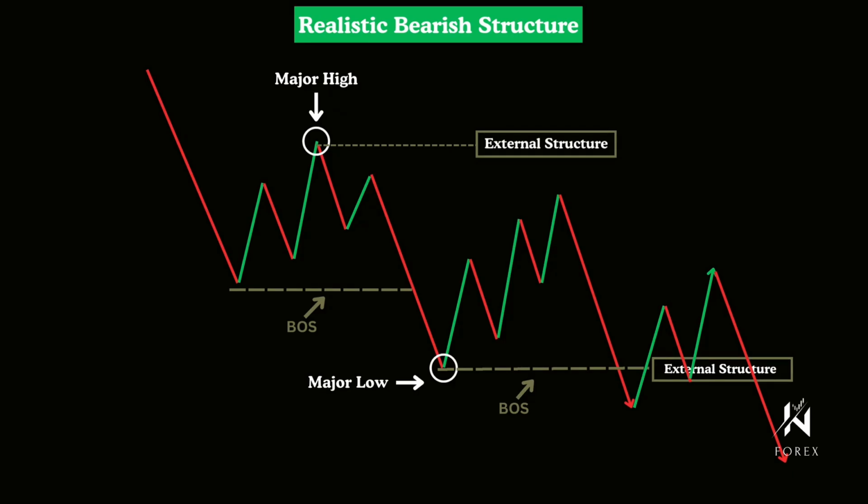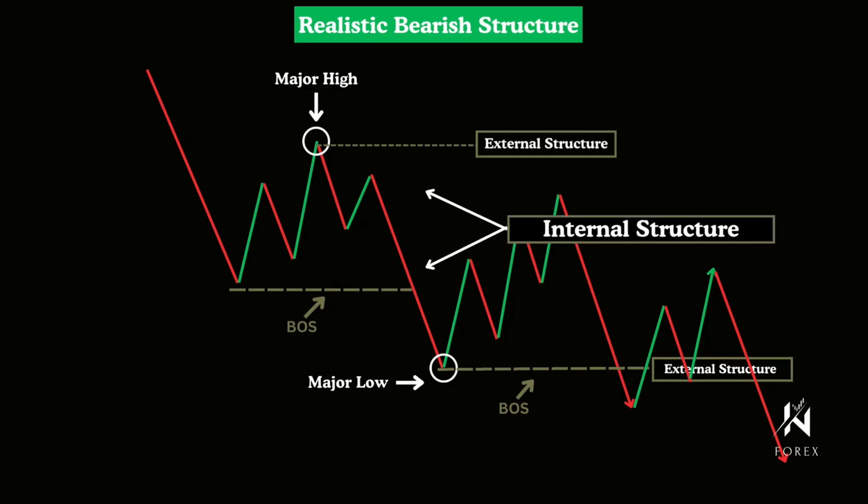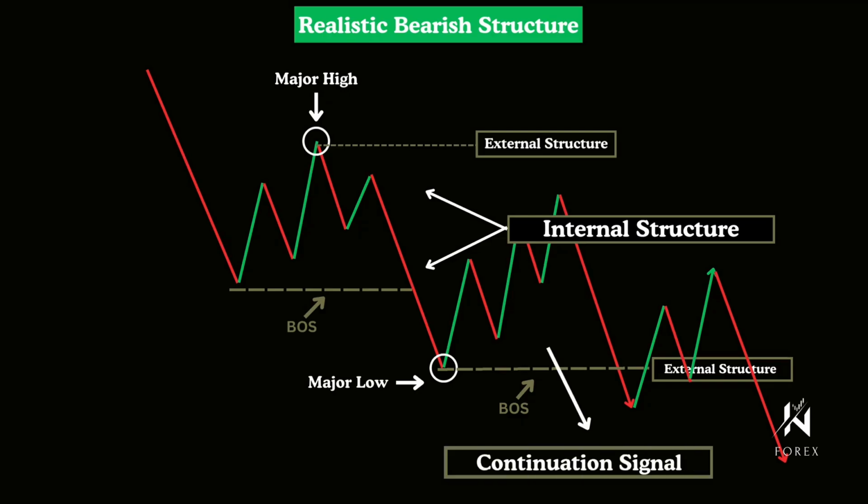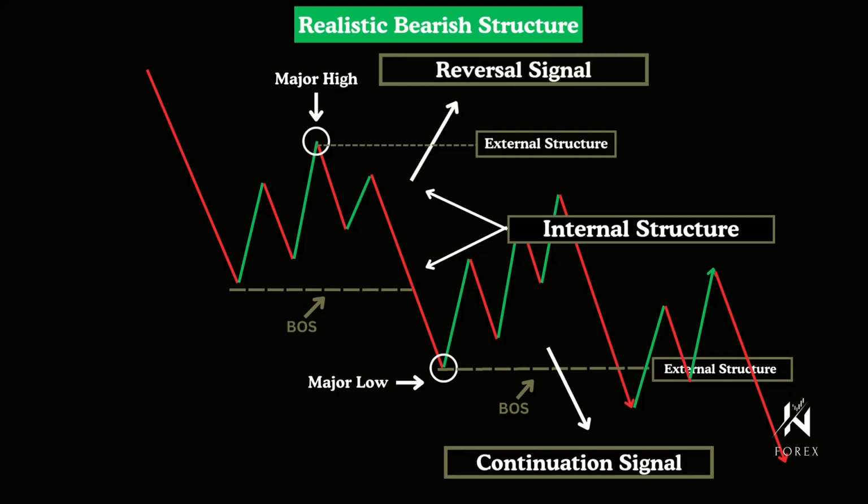Any price action that develops within this range is considered internal structure. If the price breaks below the major low, it confirms a continuation of the bearish trend. However, if price rallies above the previous major high, this should be interpreted as a potential trend reversal signal. To simplify, as long as the price remains below the most recent major high, the market is considered to be in a bearish phase, regardless of the internal highs and lows that may form within the range.